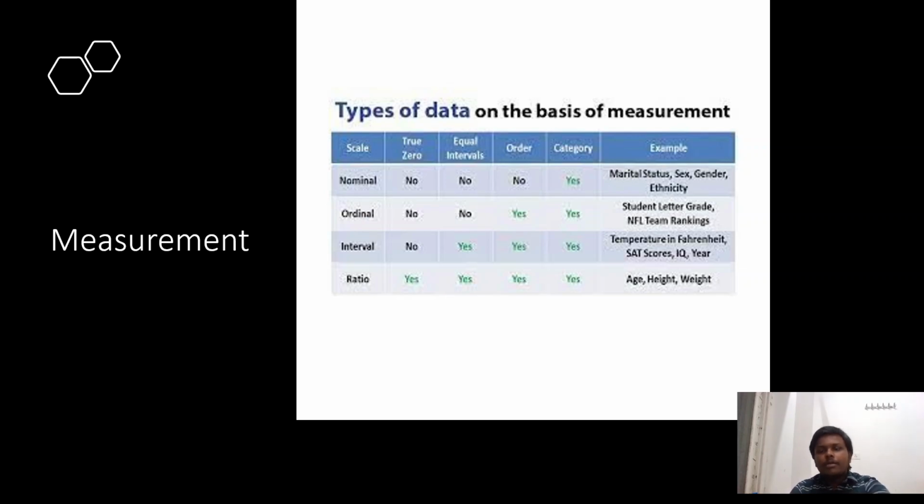For nominal, the examples are marital status, sex, gender, ethnicity, etc. For ordinal, it is student letter grade and rankings in the class or in any place. Intervals: the temperature in Fahrenheit scale, Celsius scale and Kelvin scale, etc. Ratio: we have ratio on age, height, weight, etc.